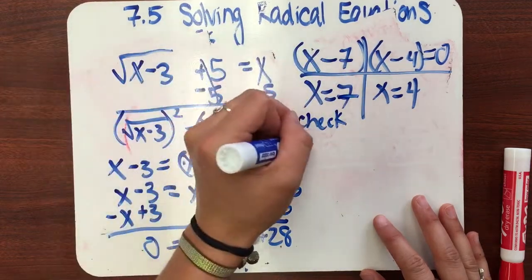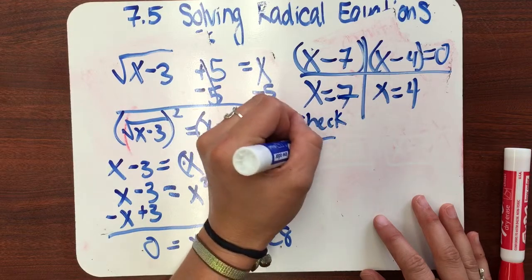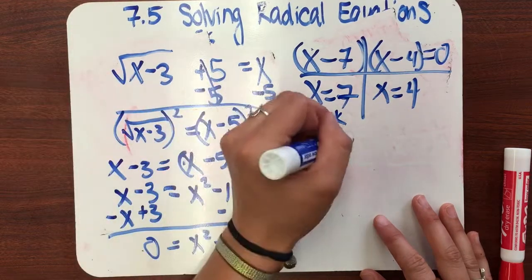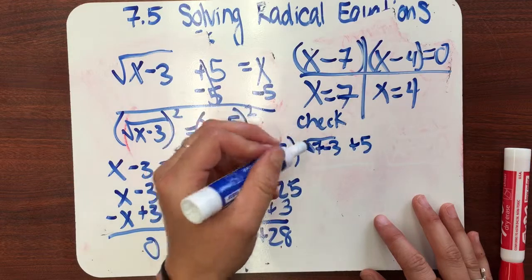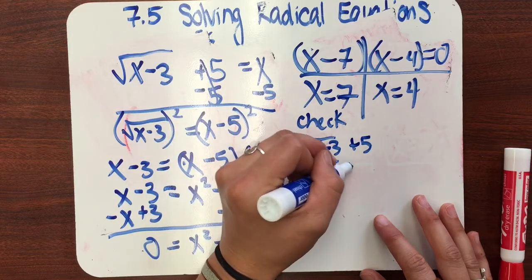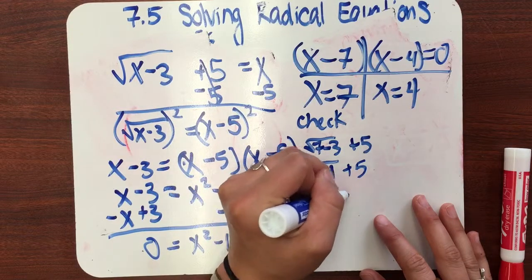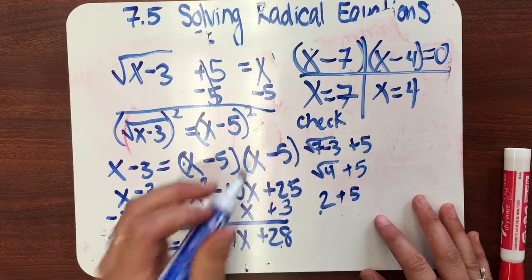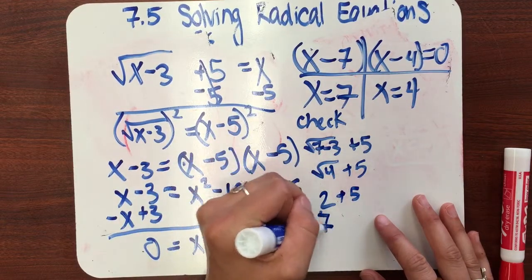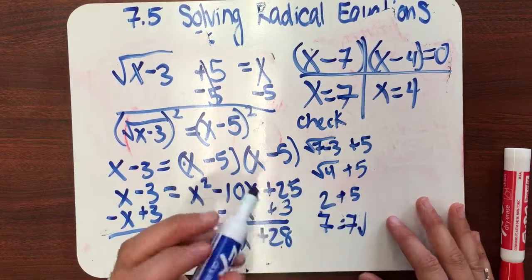So we'll plug 7 in. So we say the square root of 7 minus 3 plus 5, and we're going to find what that is. That's the square root of 4. Again, we take the principal root, the positive value here. 2 plus 5 is going to give us a 7, so that checks out.